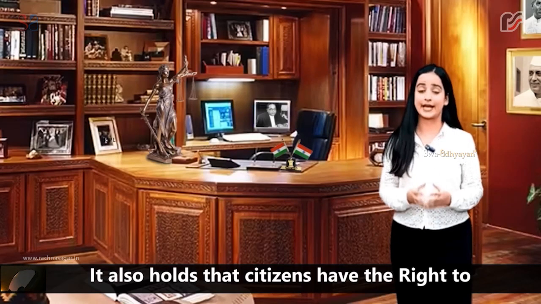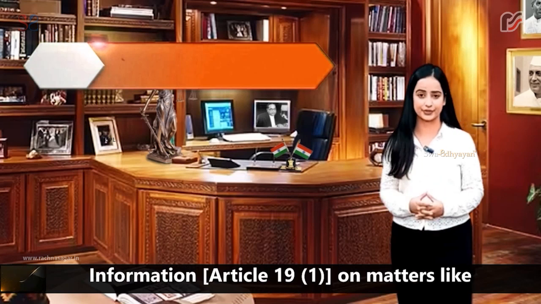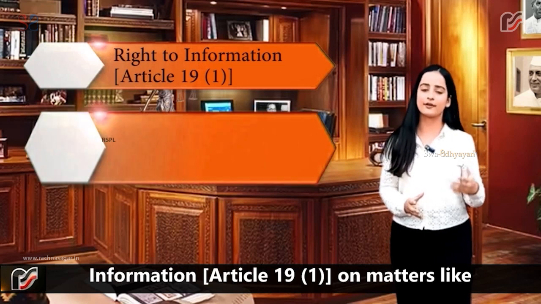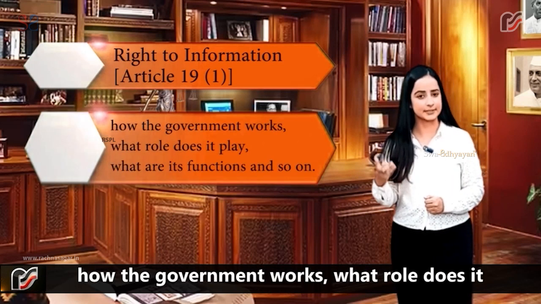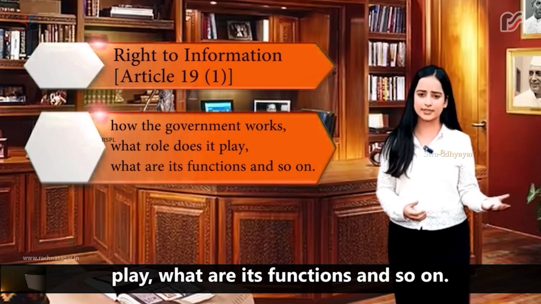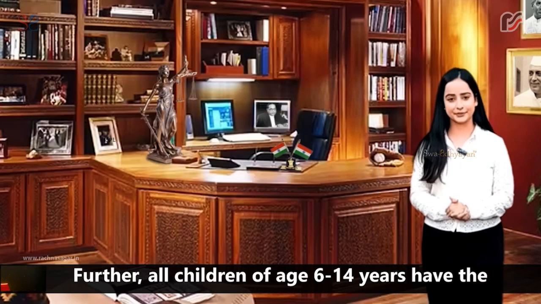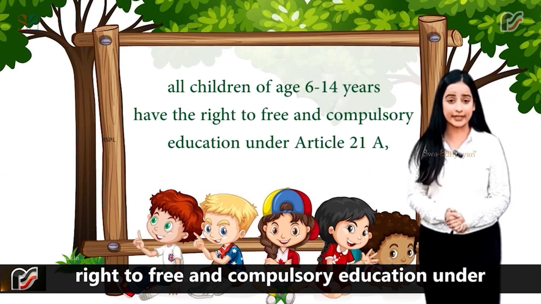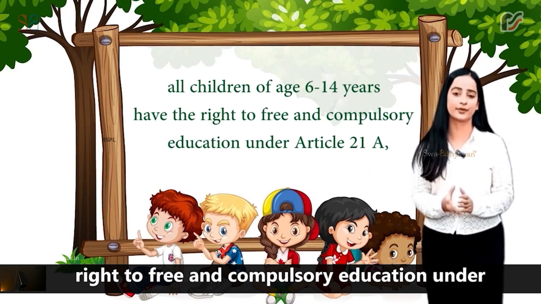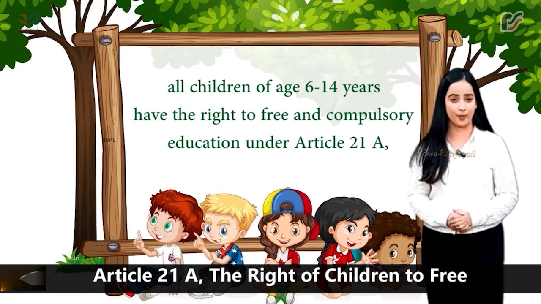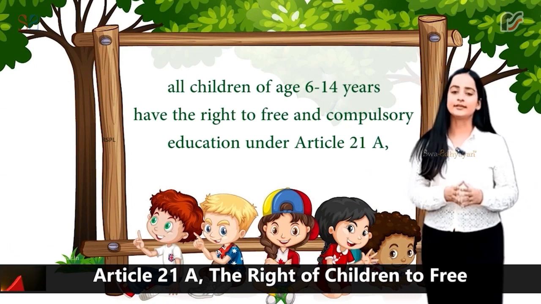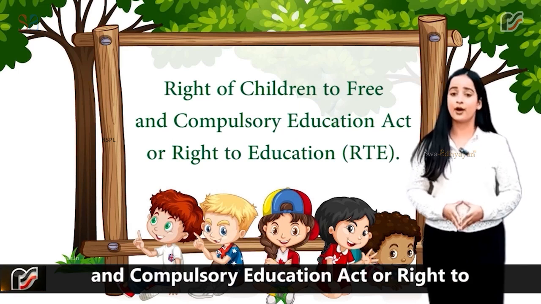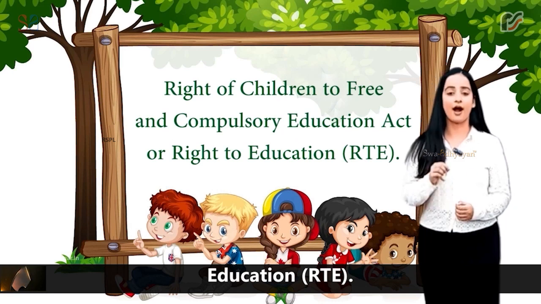It also holds that citizens have the right to information, Article 19, Clause 1, on matters like how the government works, what role it plays, what its functions are, and so on. Further, all children of age 6 to 14 years have the right to free and compulsory education under Article 21A. The Right of Children to Free and Compulsory Education Act, or Right to Education, RTE.